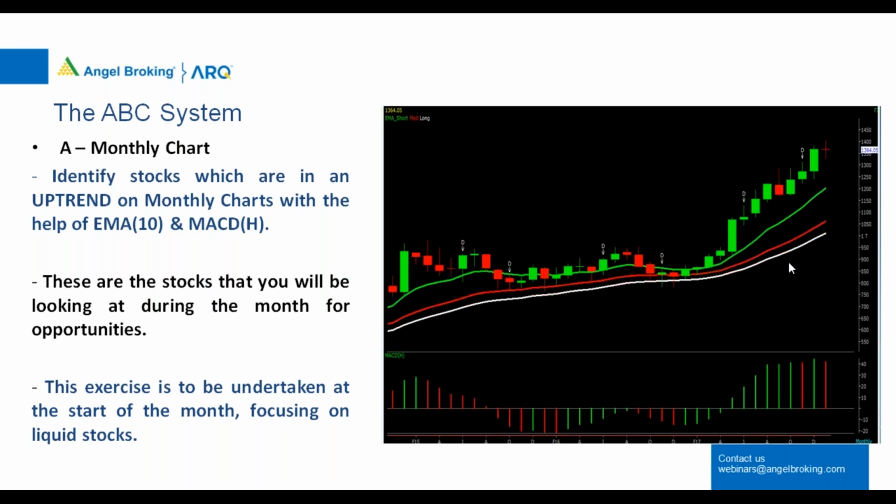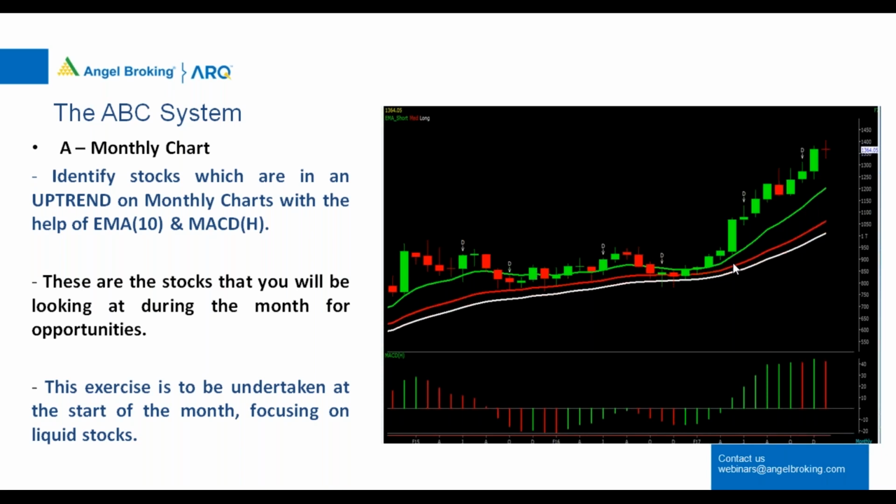So this is for positional trading. You do not need to use this for intraday trading or short-term trading or swing trading. It's not at all required. If you are looking at positional trading, which could be a few weeks to a few months or even a few quarters, then this is what you should use.